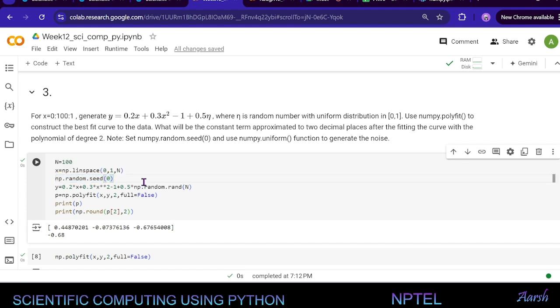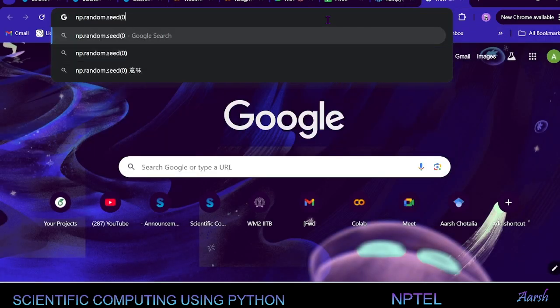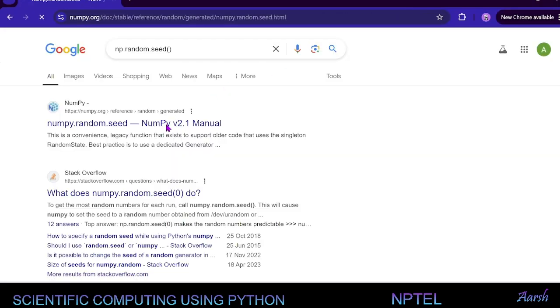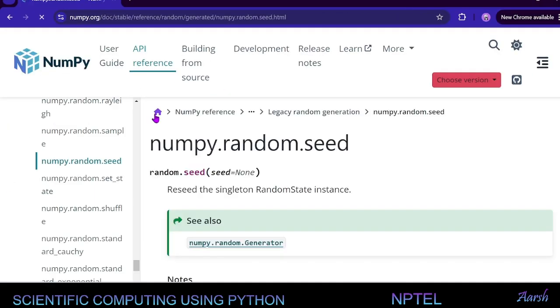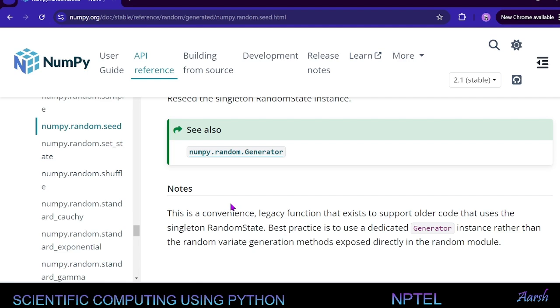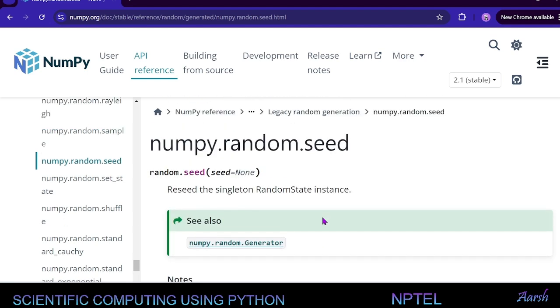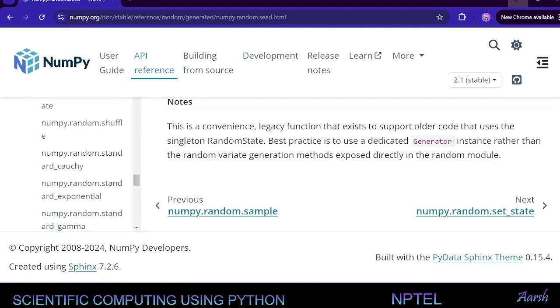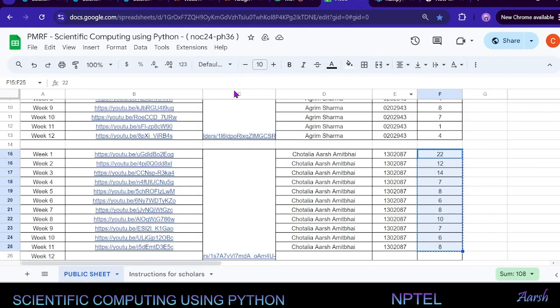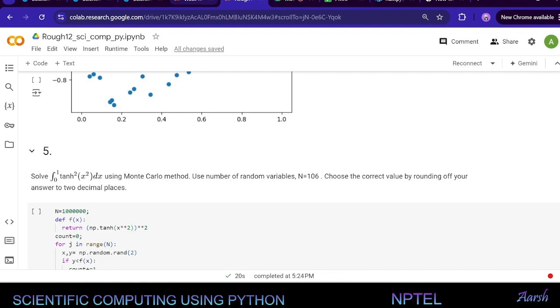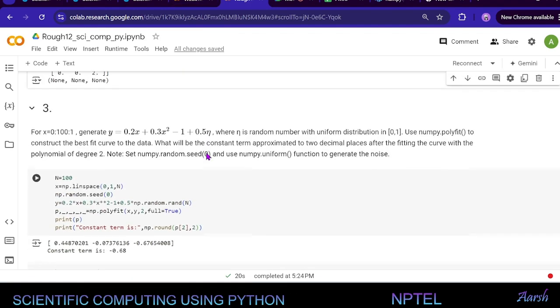Can the seed be more than n? Can the seed be anything? Seed can be anything. Yeah, just check. Okay, it does not give so much information, but you can look it up. And the keyword is pseudo random numbers.